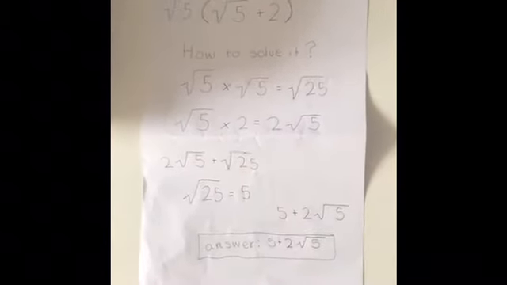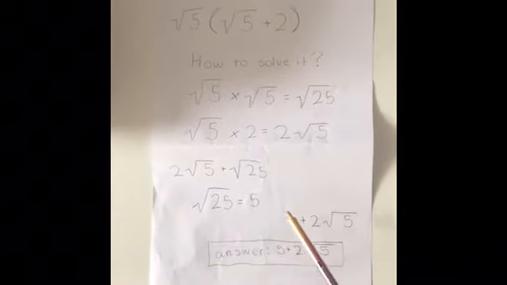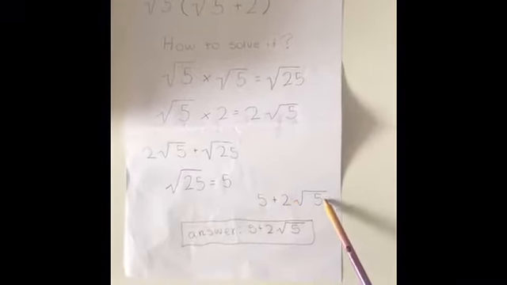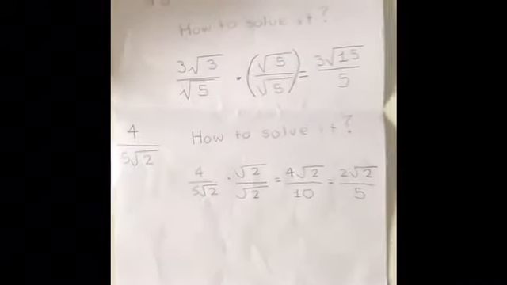Square root of 25 is basically 5. So the furthest that I can go with this problem is 5 plus 2 square root of 5. This is basically our answer. We can't simplify anymore.